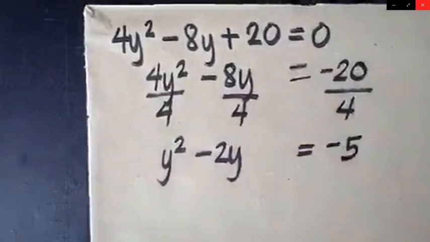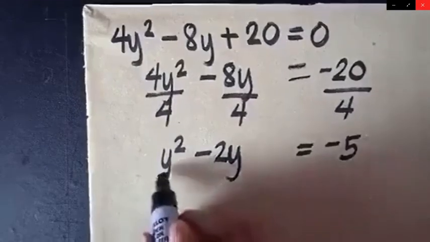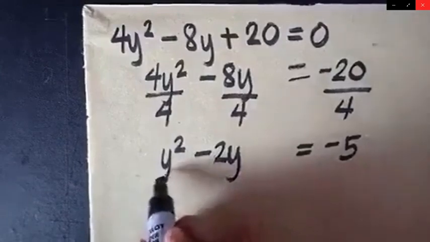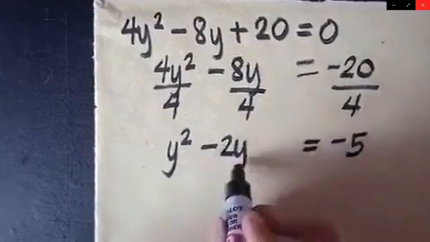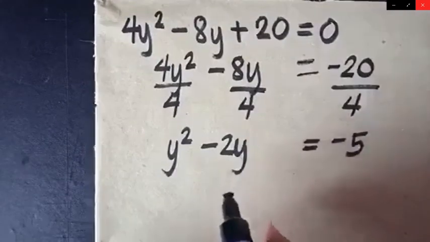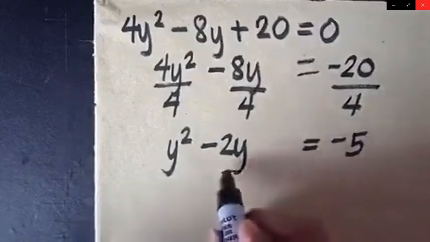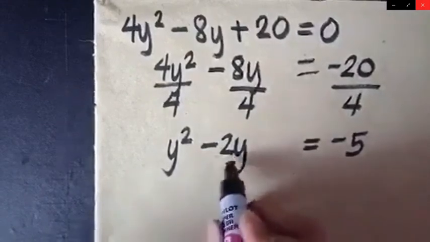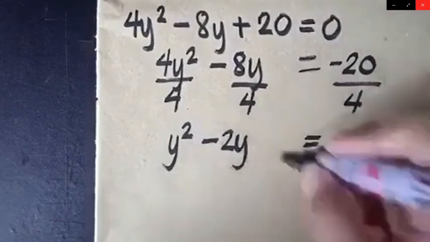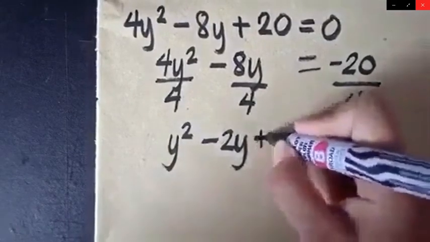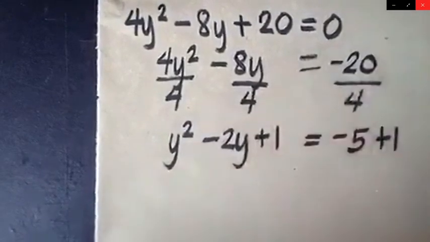Okay, so next, since our a is already 1, we can now make this expression a perfect square trinomial. So, we get 1/2 of negative b, then square it. So, 1/2 of negative 2 is negative 1. Square negative 1 is positive 1. So, we are going to add 1 to both sides of the equation.